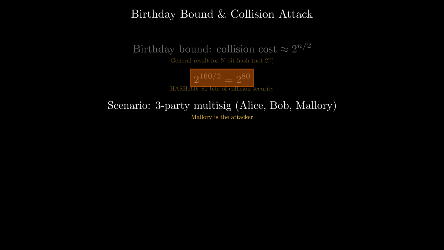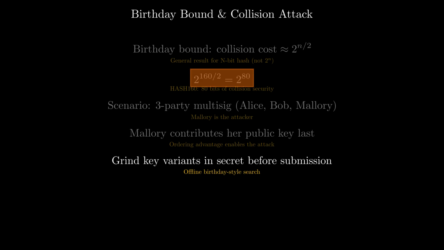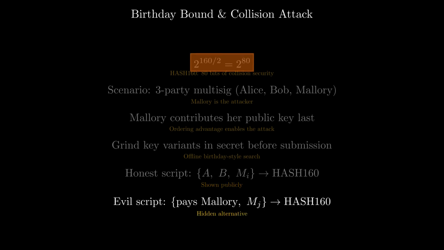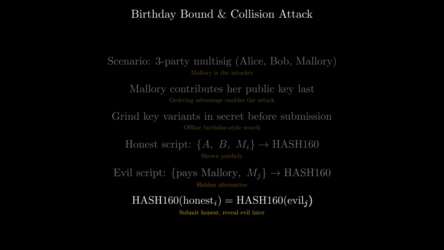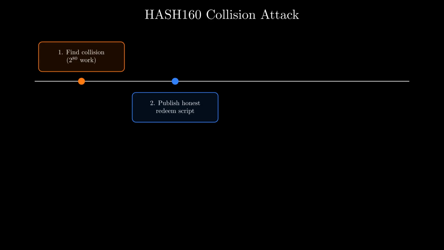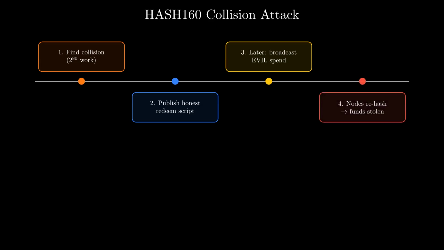Here's the scenario. Three parties set up a multi-sig. The attacker is one of them and contributes last. Before submitting a public key, they grind variants in secret, testing two script versions side by side: an honest script using everyone's keys, and an evil script that pays only them. They tweak a nonce or swap keys, hashing each pair until two versions collide on the same 20 bytes. Then they publish the honest version. Everyone funds the address, believing the script is shared. When the attacker wants to steal, they broadcast a spend, revealing the evil script instead. Nodes hash it, see the matching 20 bytes, and accept it.